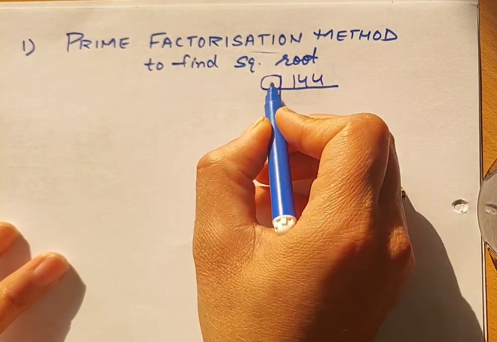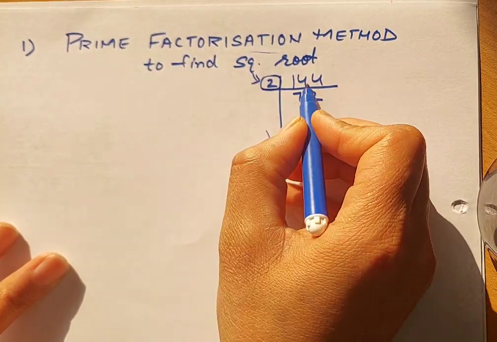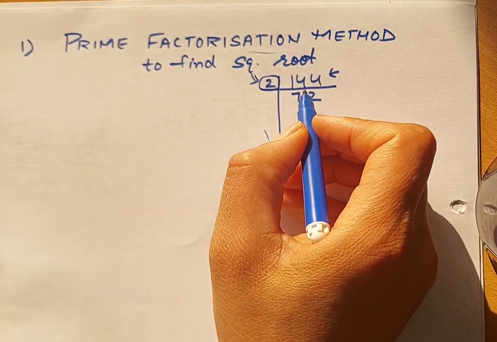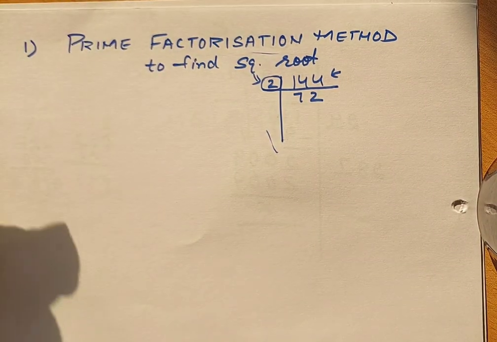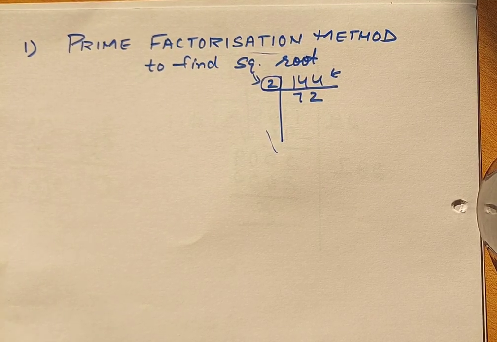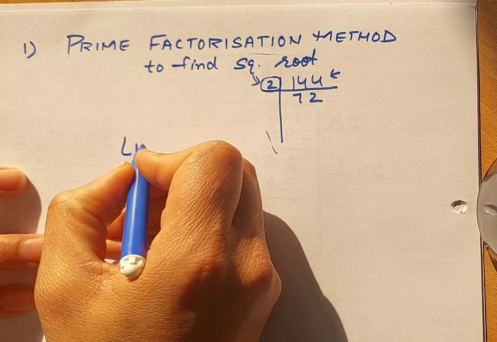If we talk about 144, we open it like this. We always write prime numbers here, so we get the prime factors of the number, and their prime factorization tells us whether it is a perfect square or not, and if it is, then what is its square root. Okay, but this method has a limitation. Can you think of the limitation?